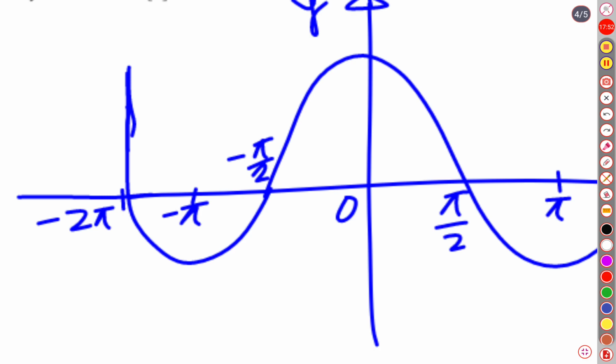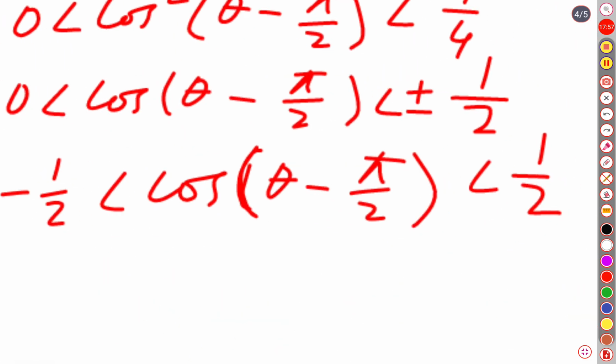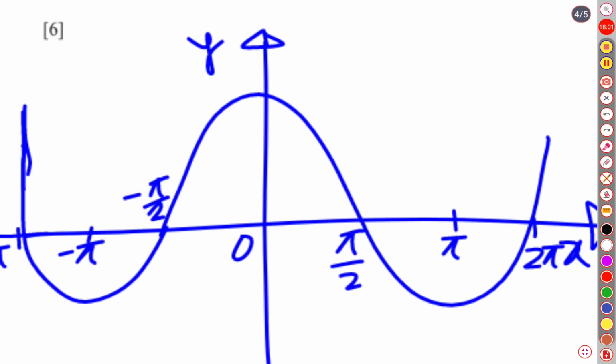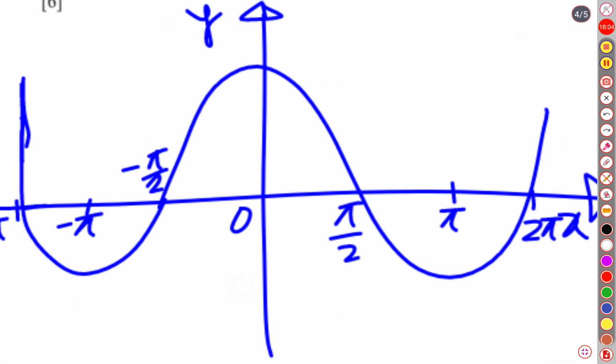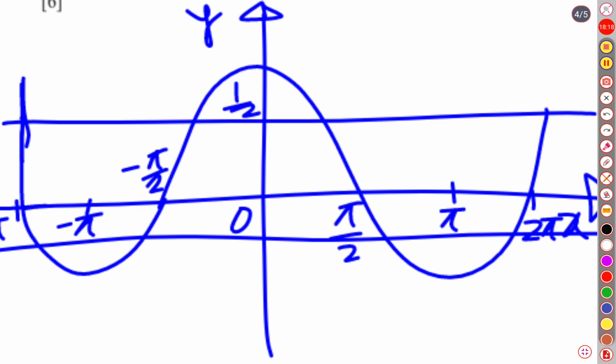Well, now let's see what the range is. Our range is, look, from negative half until half. So suppose here it is positive half, and this is our negative half. Now we will have to find the range. Our range is from positive half until negative half. So which portion is our range of values?